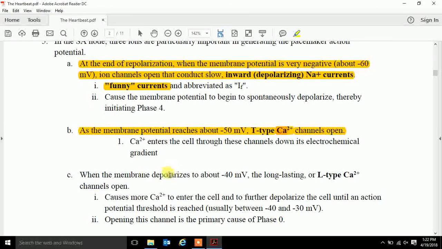When it gets a little bit more depolarized, a little closer to 0, at about negative 40, the long-lasting L-type calcium channels open. So we've really got a lot of calcium coming into the cell at this point. It is this L-type calcium channel opening that is the primary cause of the phase 0 that gives us the actual action potential that's going to initiate the heartbeat.